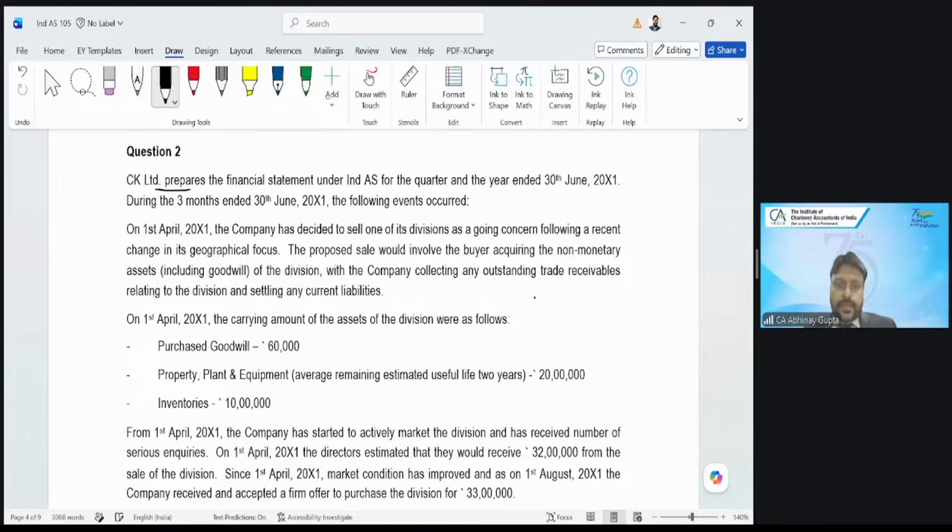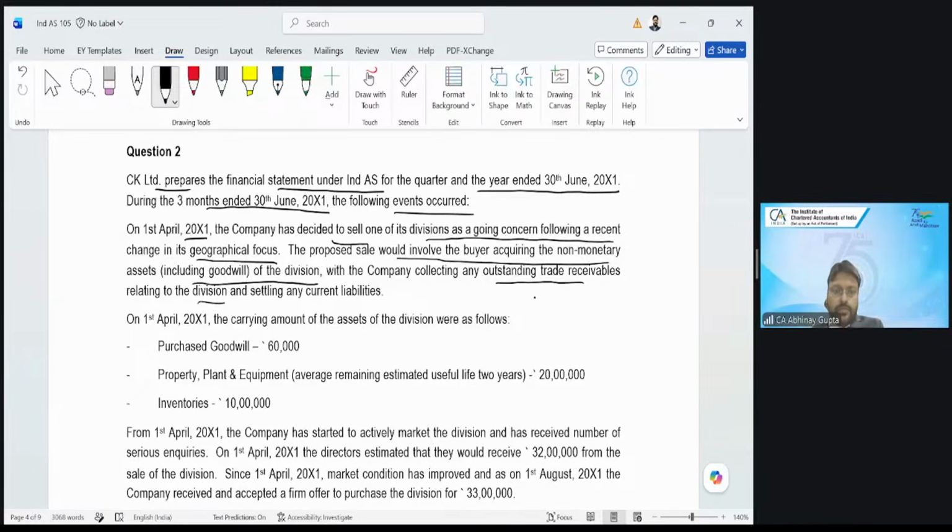CK Limited prepares the financial statements under Ind AS for the quarter and the year ended 30th June 2001. During the 3 months ended 30th June 2001, the following events occurred. On 1st of April 2001, the company decided to sell one of its divisions as a going concern following a recent change in the geographical focus. The proposed sale would involve the buyer acquiring the non-monetary assets, including the goodwill of the division, and the company collecting any outstanding trade receivables relating to the division and settling any current liabilities, right?